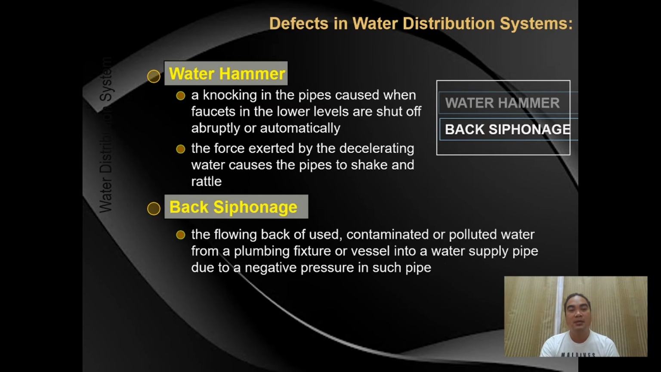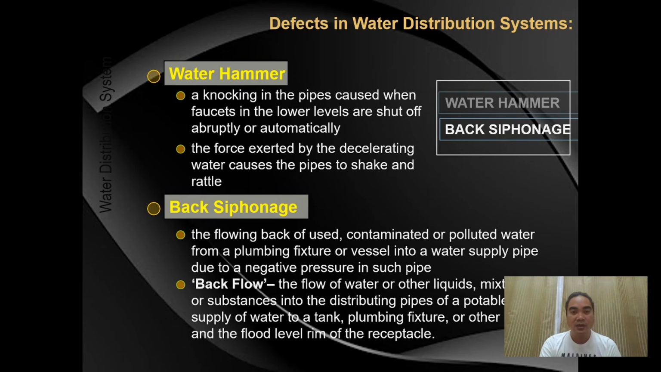Back siphonage. Back siphonage is the flowing back of used, contaminated, or polluted water from the plumbing fixtures or vessels into a water supply pipe due to negative pressure in such pipe. Backflow is the flow of water or other liquids, mixtures, or substances into the distributing pipes of the potable supply of water to a tank, plumbing fixtures, or other services, from the flood level rim of the receptacles.